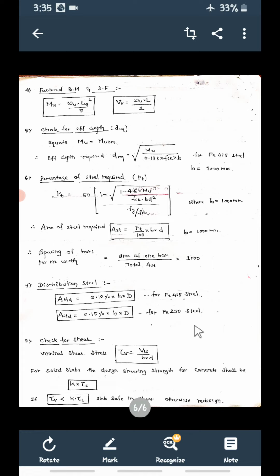When you start with a problem, we're going to repeat all these steps. I hope you understood this. Please go through all these steps. In the next class we'll start with the actual design. First we'll consider simply supported slab, then we'll start with the cantilever slab, and last, continuous slab.